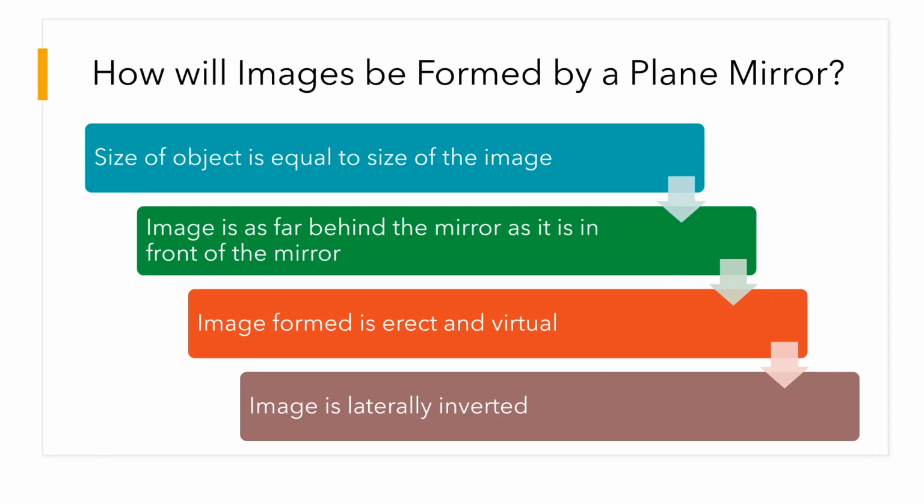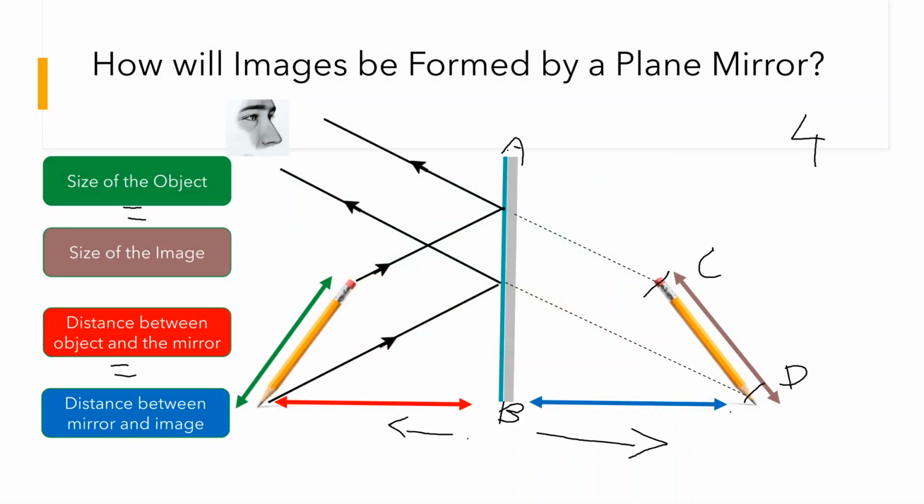If we summarize the points about how the image will be formed by a plane mirror, these are the four things we get. What we discussed previously: size of the image is equal to size of the object. Image is as far behind the mirror as it is in front of the mirror. Similarly, I told you here, red one is equal to blue one. Red arrow is equal to blue arrow. It means the image is formed behind the mirror at the same distance as the object is in front of the mirror. Did you get it?